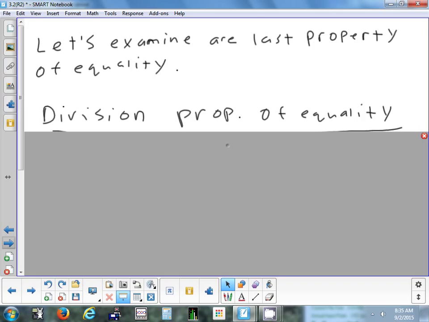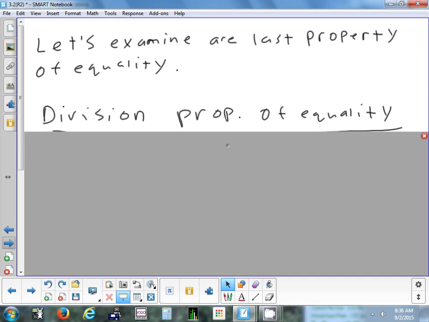Think about what the addition property of equality allowed us to do. It allowed you to add the same number to both sides of an equation. What about the subtraction property? Subtract the same number from both sides. We just did multiplication: you can multiply both sides by the same number.